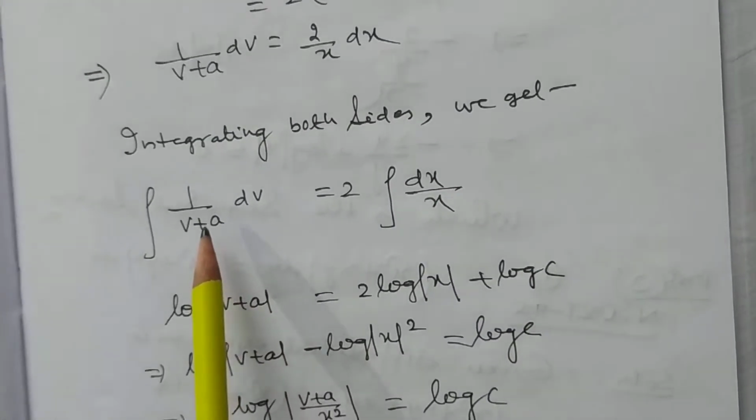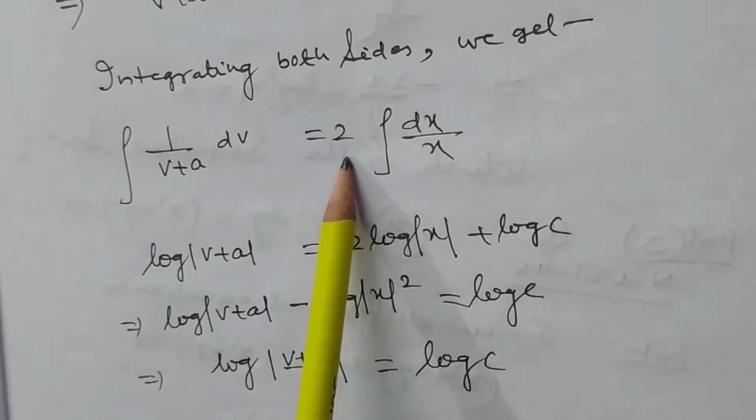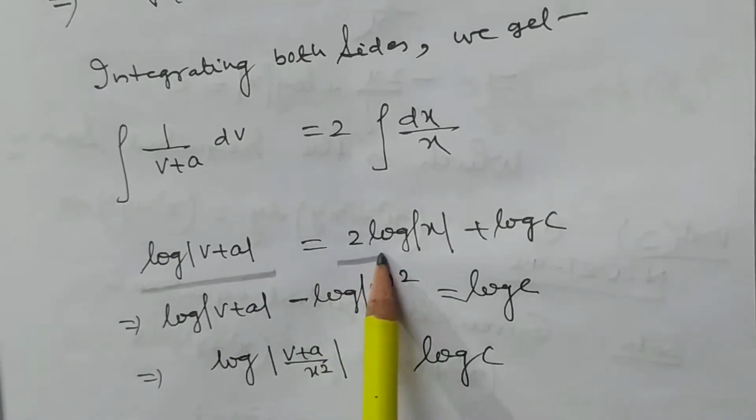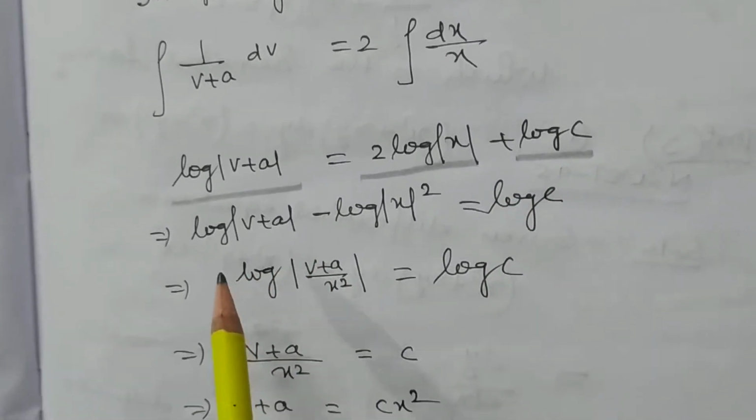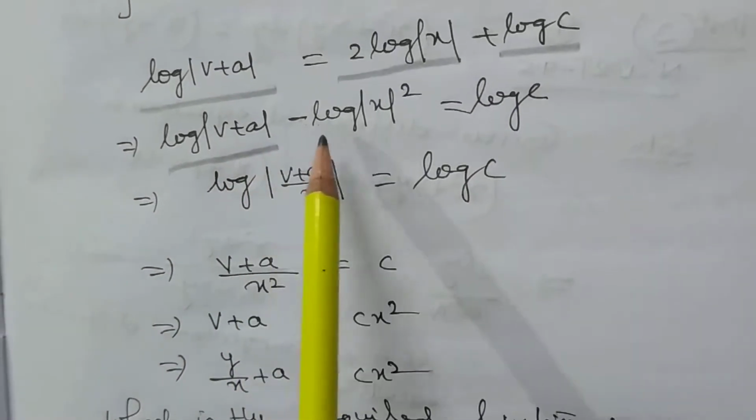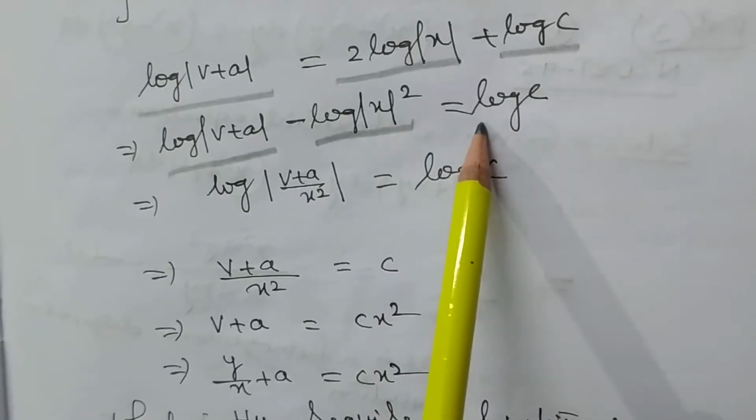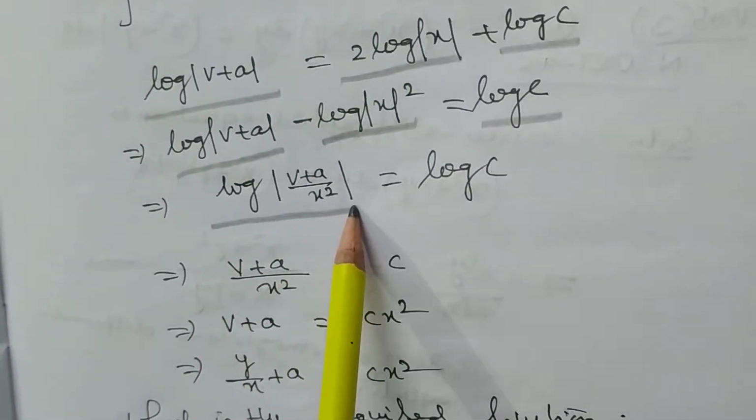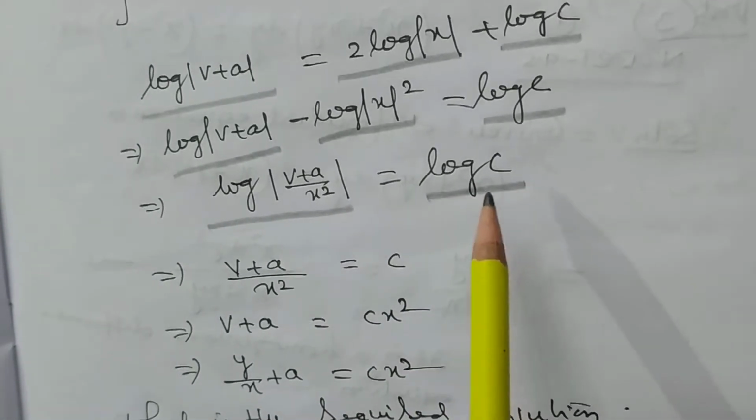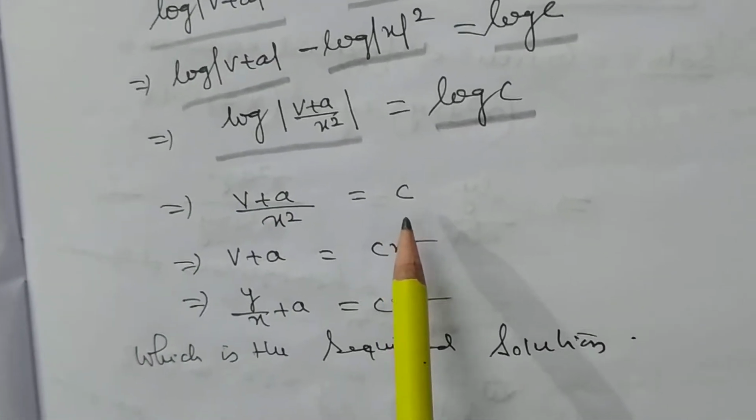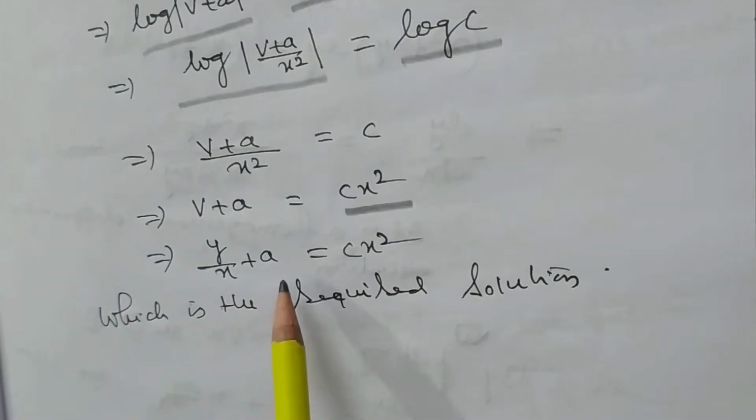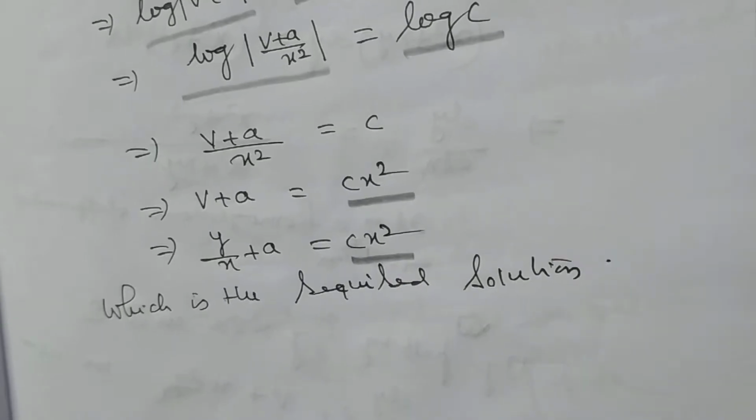Integrating both sides we get the integral of 1/(v + 1) dv = the integral of 2 dx/x. So log|v + 1| = 2 log|x| + log c. And it will be log|v + 1| - log|x²| = log c. So log((v + 1)/x²) = log c. So (v + 1)/x² = c, v + 1 = cx². So y/x + 1 = cx², which is the required solution.